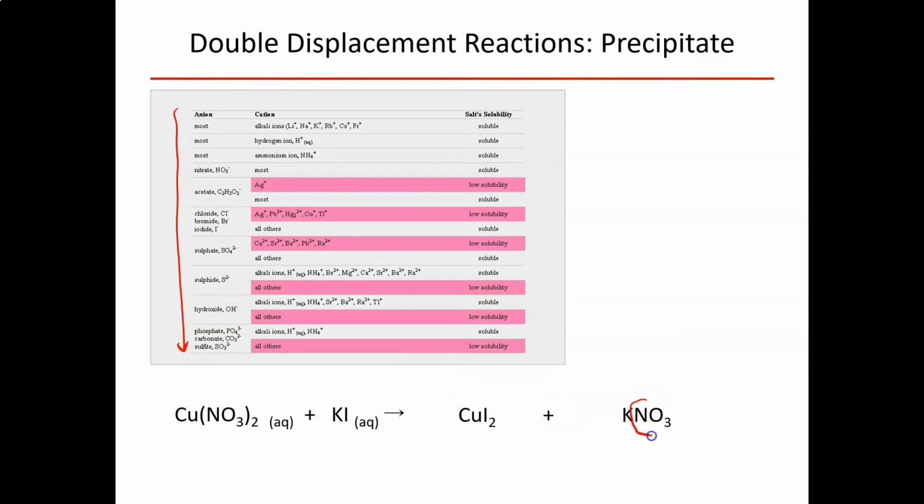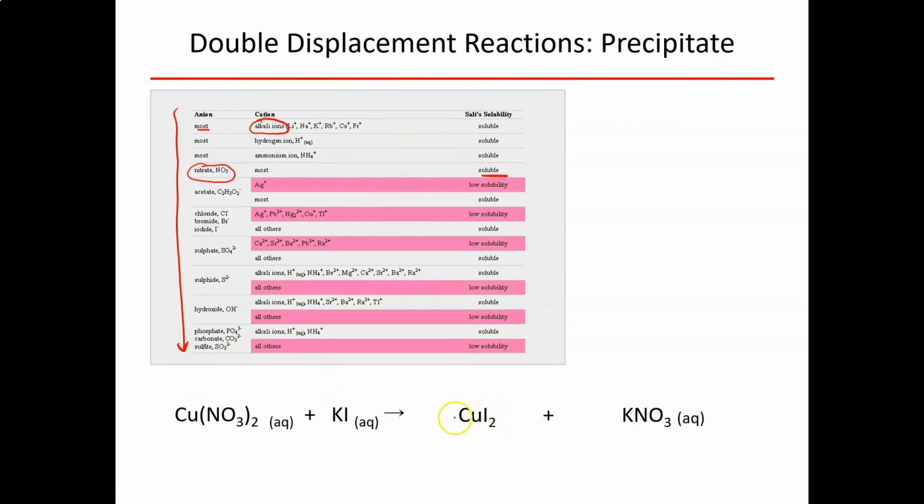So if I look at the anion nitrate, and I come to my chart, okay, and I find nitrate, I can see that it's soluble with pretty much everything. In fact, nitrates are soluble with all things. The other thing we can notice is that my alkali metals, my group 1 metals, are soluble with pretty much all anions. So as a result, this allows me to say that my potassium nitrate is aqueous.